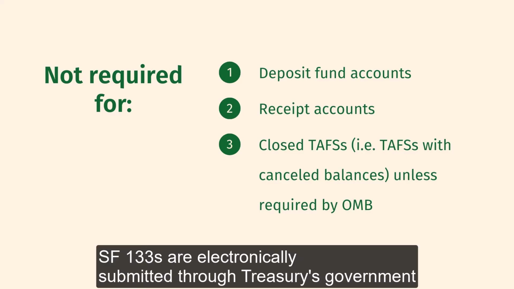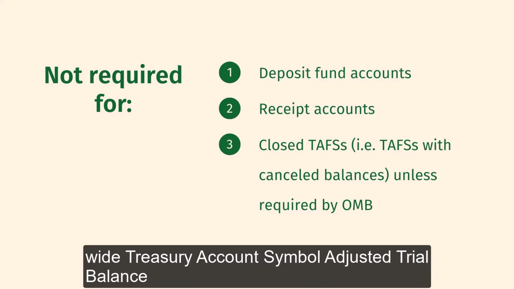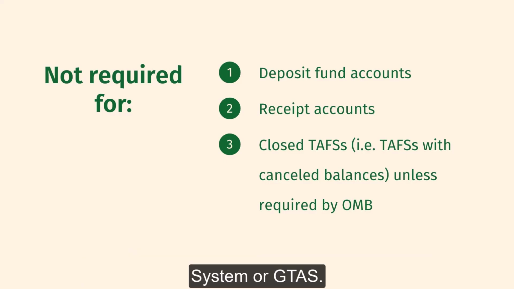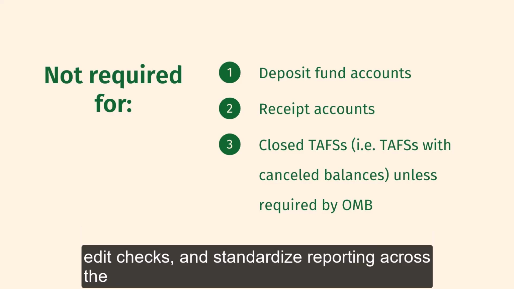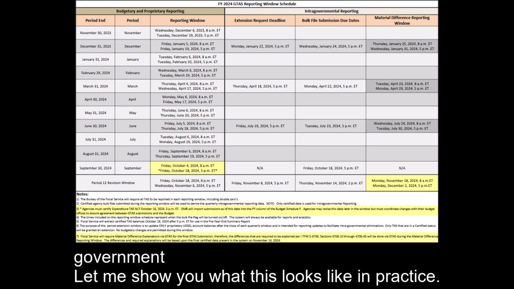How are SF-133s submitted? SF-133s are electronically submitted through Treasury's government-wide Treasury Account Symbol Adjusted Trial Balance System, GTAS. This system allows agencies to submit reports in one centralized location, perform edit checks, and standardize reporting across the government. Let me show you what this looks like in practice.